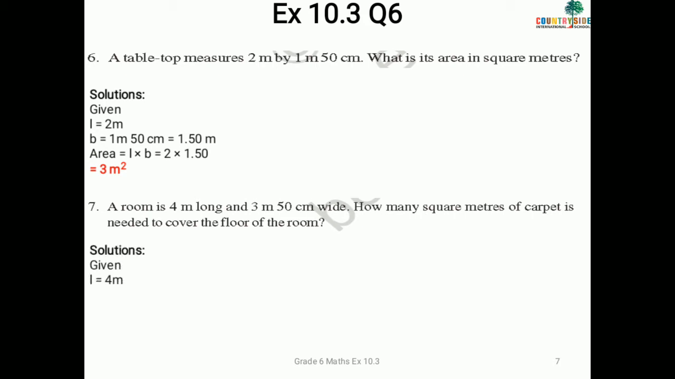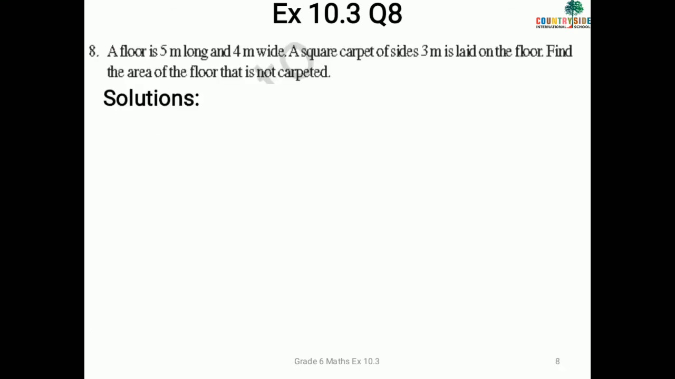So see, given length 4 meter, breadth 3 meter and 50 centimeter. So it will become 3.50 meter. Area is length into breadth, 4 into 3.50, that is nothing but 14 meter square. Okay. So now scholars, let's start with question number 8.